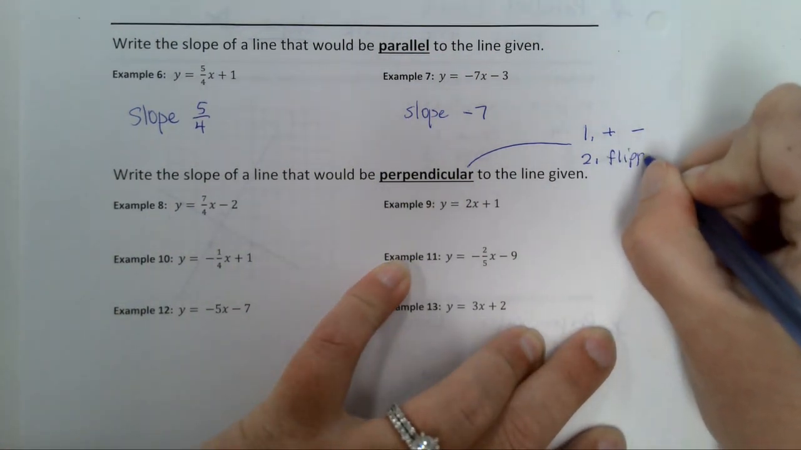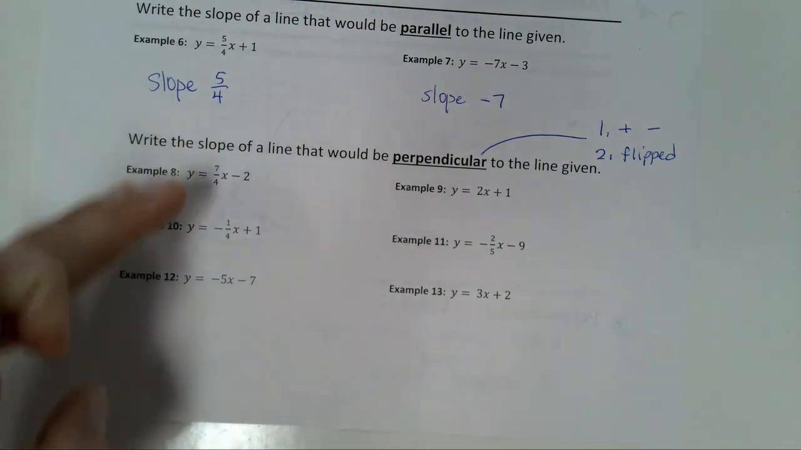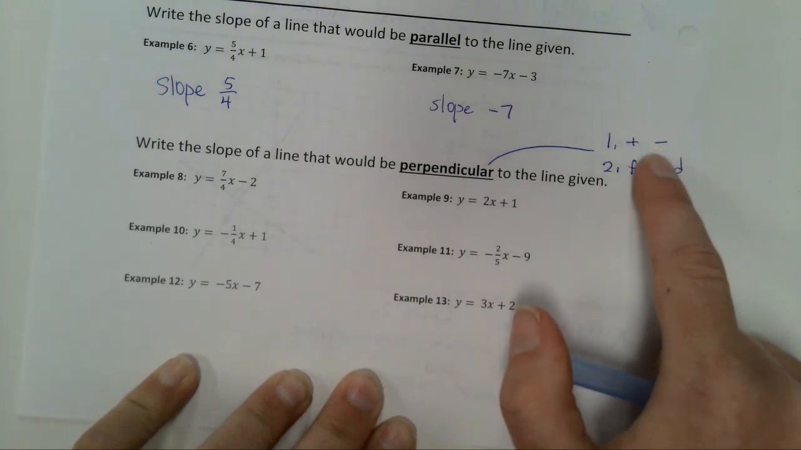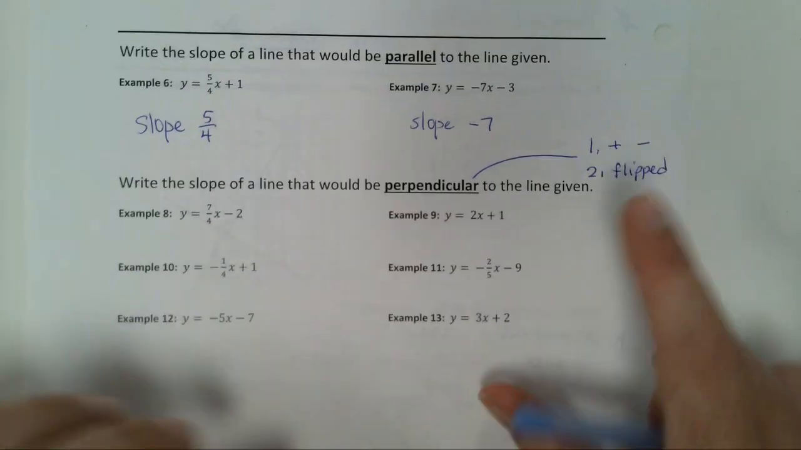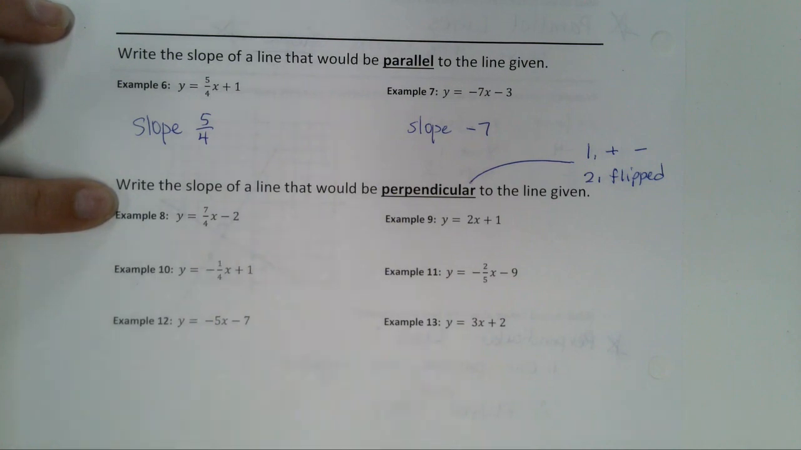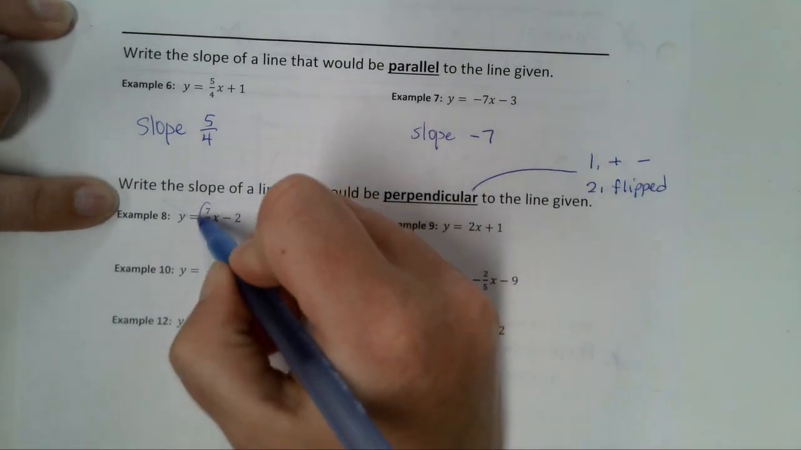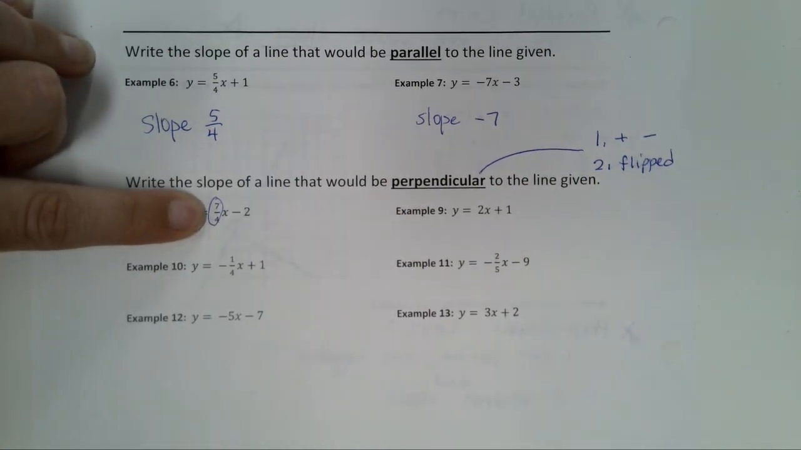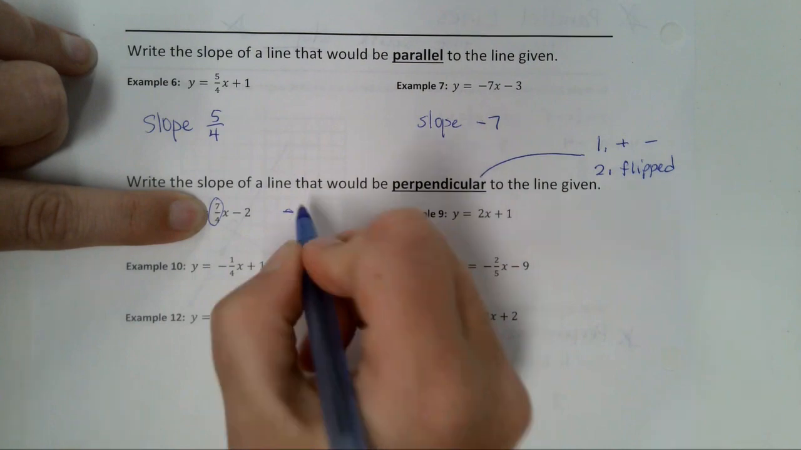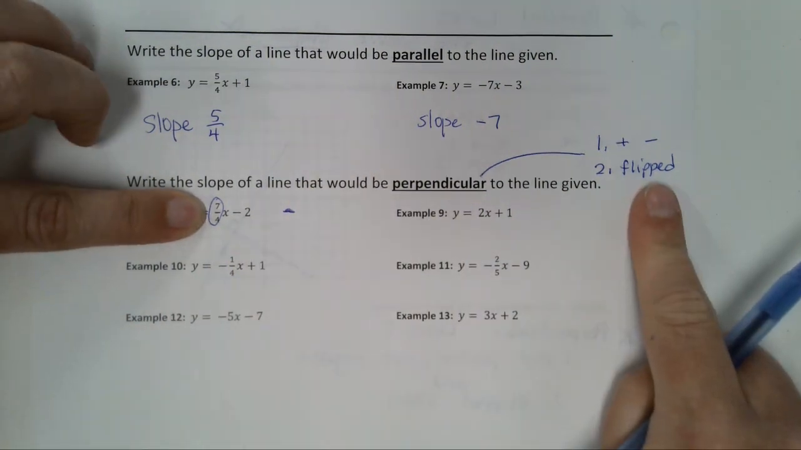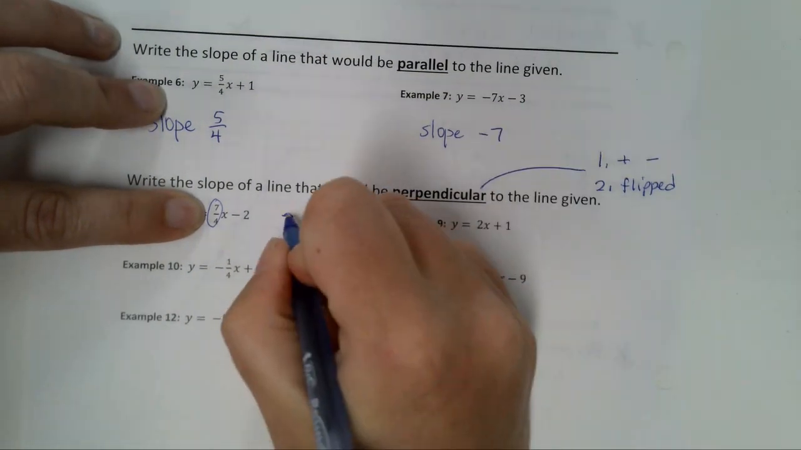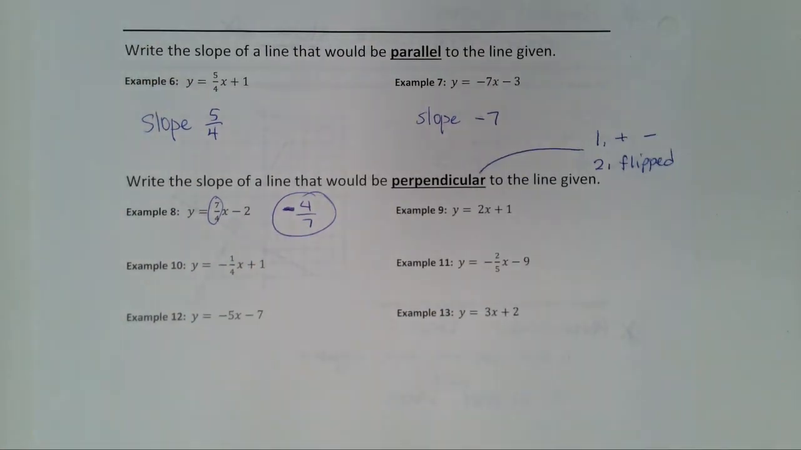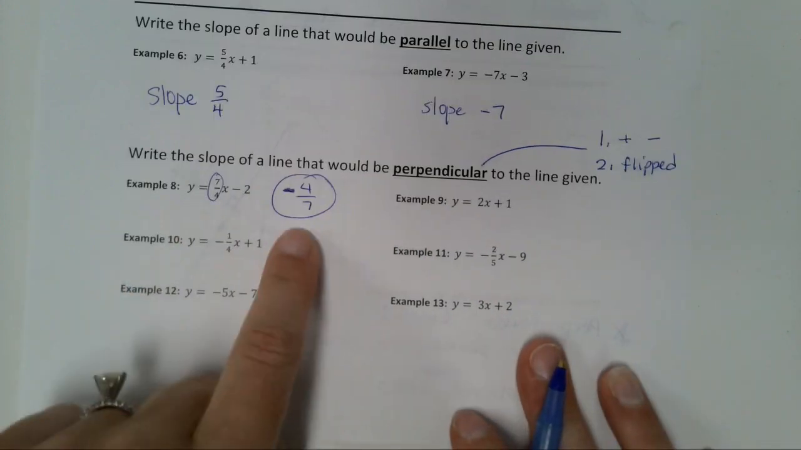Okay, so what we're going to do for each one of these examples is we're going to take the slope that they gave us, we're going to change it to whichever one it wasn't, and then we're going to flip it. Okay, so for example 8, what's my slope? 7/4. So I need to, first of all, change it. Is this positive or negative? Positive. So I need to, first of all, make my new one negative, and then I need to flip it. So 7/4 flips to what? 4/7. Negative 4/7. That's all I'm asking you to do. Take the slope, flip it, and change it.